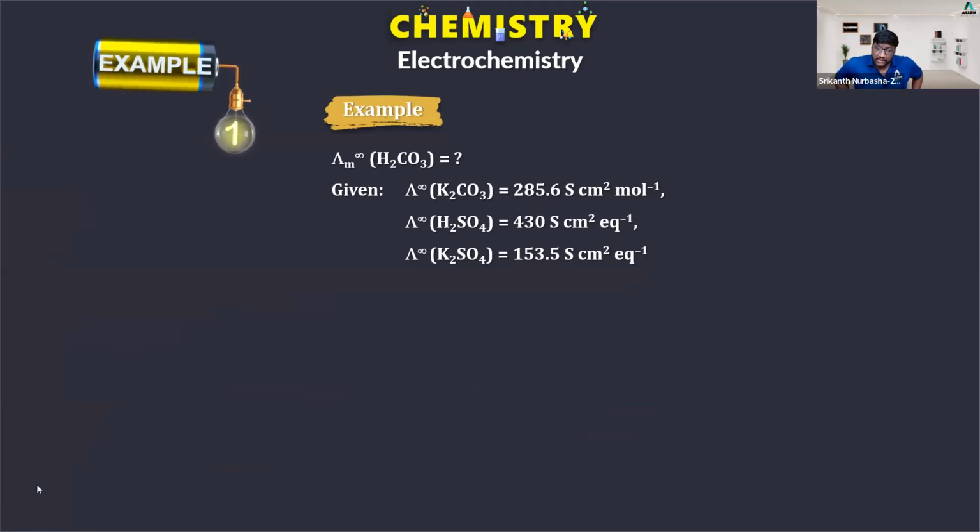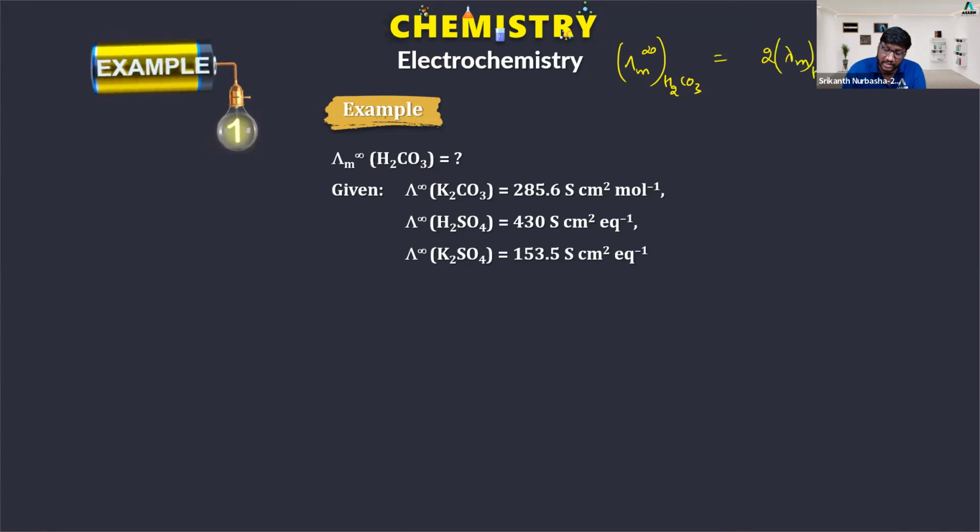So what is the molar conductance at infinite dilution for H2CO3? How to measure this? I can simply write: molar conductance at infinite dilution for H2CO3 is equal to, since H2CO3 gives 2 H plus ions, 2 into the molar conductance of H plus at infinite dilution, plus 1 carbonate ion, the molar conductance of CO3 2 minus at infinite dilution. Now look at the H plus ion. Where is H plus available?